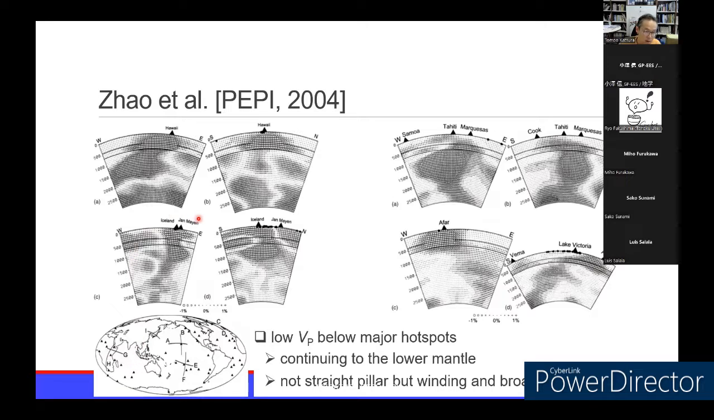They depicted very large low velocity zones below Hawaii and Tahiti. But these plumes are not straight, but horizontally inclined. And they did not detect a clear low velocity in the lowermost part of the lower mantle below Iceland. But in the case of Iceland, there is still some low temperature, low velocity region. But below Afar or below Lake Victoria, the continuation is even more inclined.